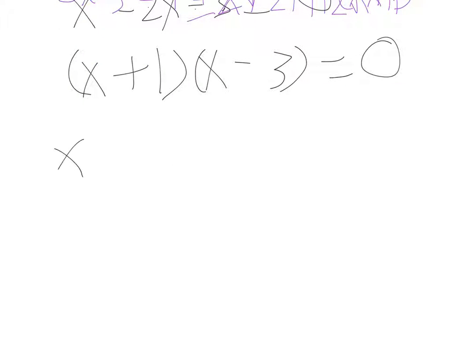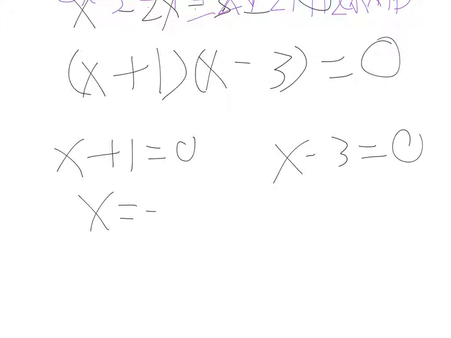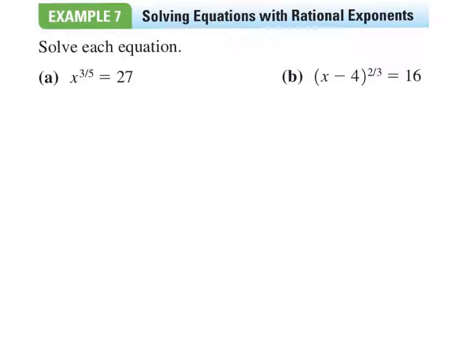and x minus 3. So x plus 1 is equal to 0, and x minus 3 is equal to 0. That means x is equal to negative 1, or x is equal to positive 3. So now, we'll go over how to solve equations with rational exponents.